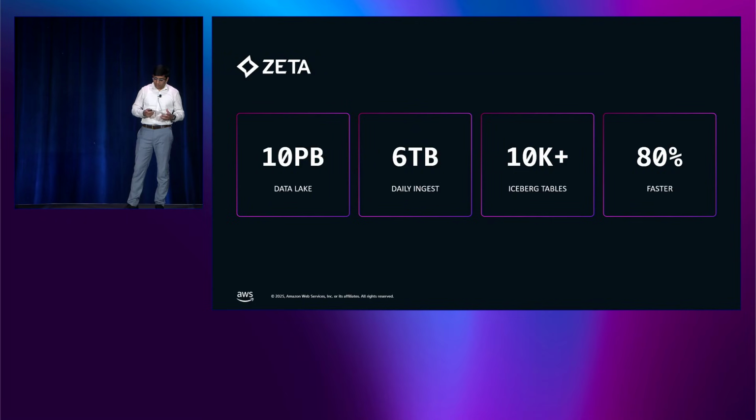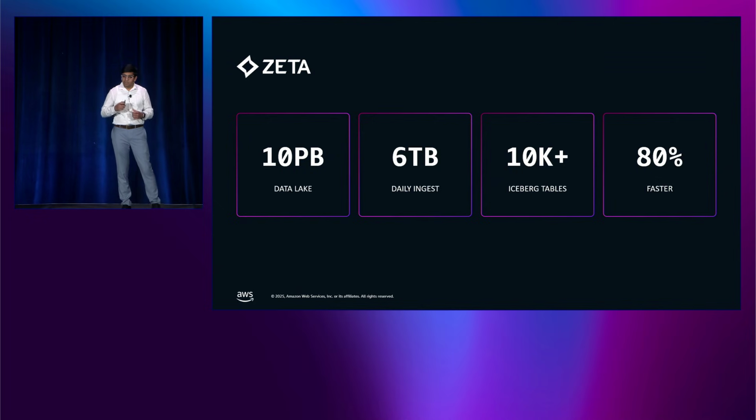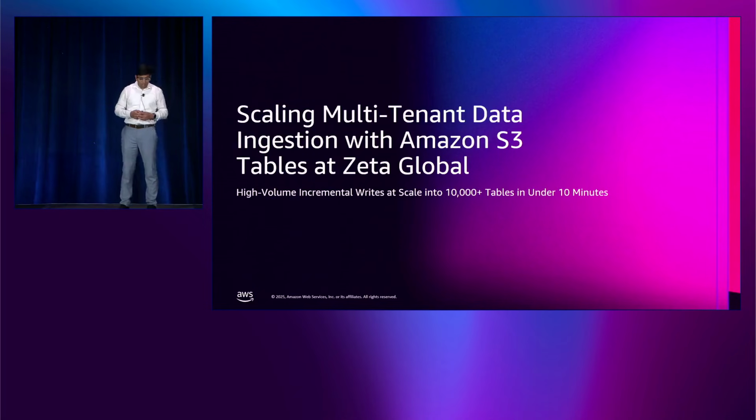Traditional pipelines could not keep up with the combination of high ingestion volume and a need to deliver insight under 10 minutes, which is why Zeta Global has adopted Amazon S3 Tables, which gives us predictable performance on extremely large Iceberg workloads, reduce data freshness by up to 80%, and enable faster and more reliable analytics without re-architecting the entire platform. Now let's see how Zeta Global manages multi-tenant data ingestion into S3 Tables.